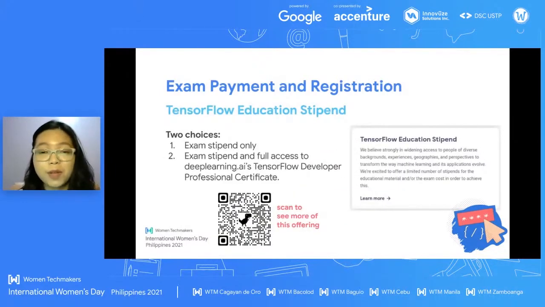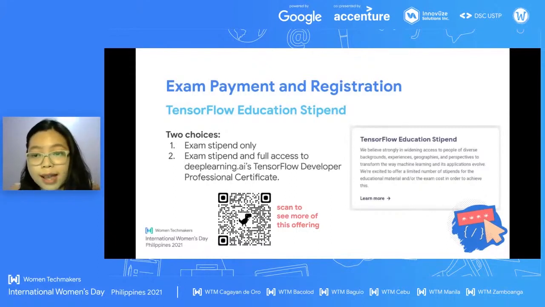If you're having problems paying for the exam, they also offer the TensorFlow Education Stipend. There are 2 choices by which you can get their stipend. The first one covers only the exam. The exam stipend covers only 50%, so that would be $50, like 2,500 something. And the second one is the exam stipend plus full access to the DeepLearning.AI TensorFlow Developer Professional Certificate.